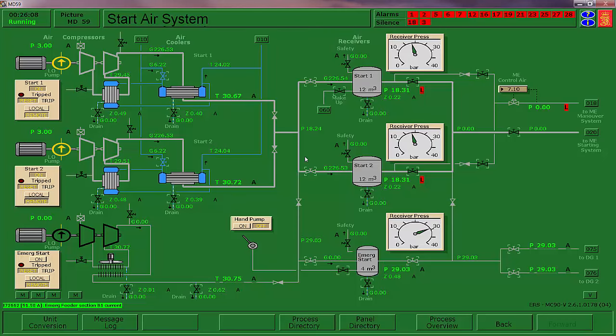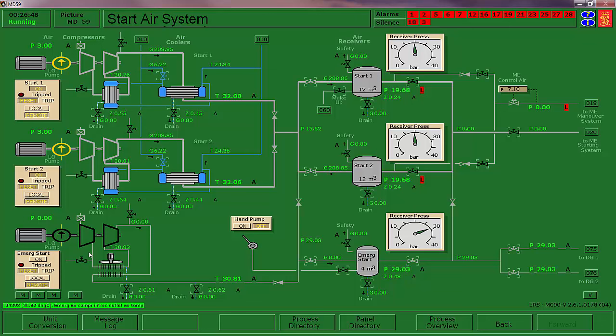Now, one of the things I want you to note is this check valve here. You see the green arrow pointing towards the emergency start air tank. What that means is that I can use one of the main start air compressors to fill this emergency starting tank. But this emergency start air compressor cannot be used to top off these main start tanks. It's a fairly small compressor. It is air cooled and it's run off the emergency generator.